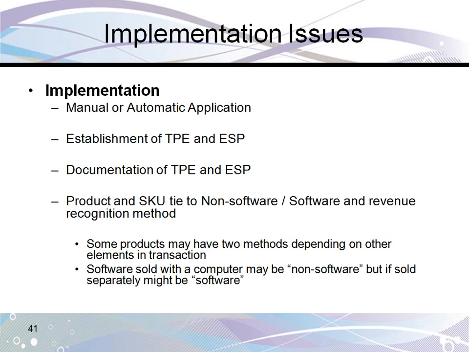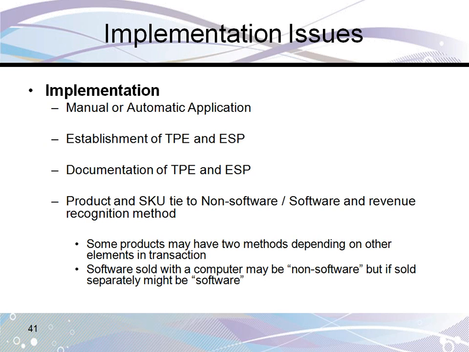How are you going to tie your products and SKUs to the non-software or software revenue recognition methods? Some products may have two methods that they use depending on other elements in the transaction. So in our examples earlier, when we sold the software with the hardware and we always sold it there, that software, that SKU, would be recognized using non-software revenue recognition and not the residual method. If that same operating system was sold separately, it would have software revenue recognition, and if there was support with it, that support would need VSOE.